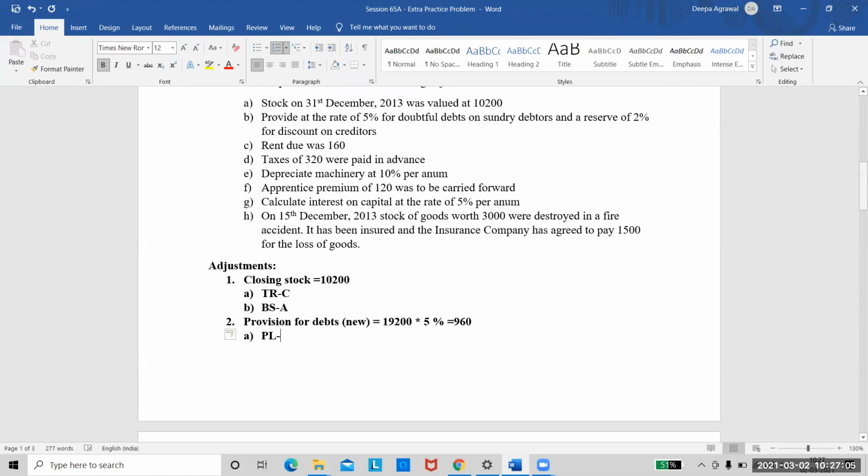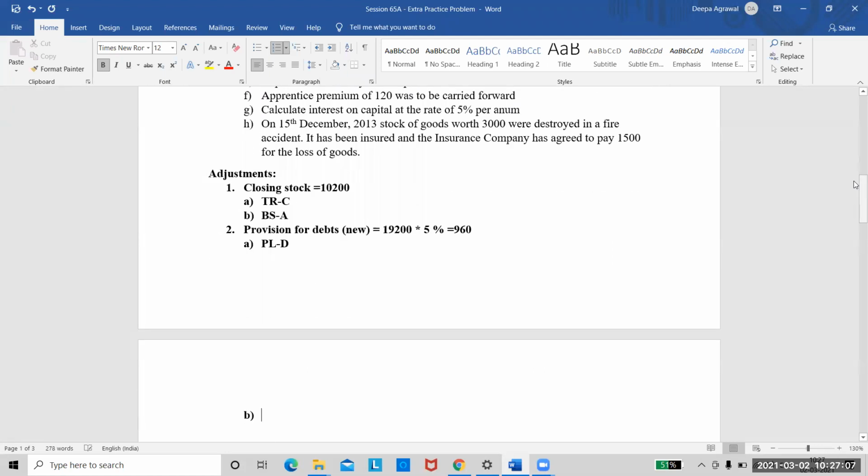And what are the two treatments for this provision? First treatment, P&L debit side. Remember, this is given in adjustment. It's a new provision. It will go to P&L on the debit side. Second treatment, deduct from debtors in the balance sheet on the asset side.